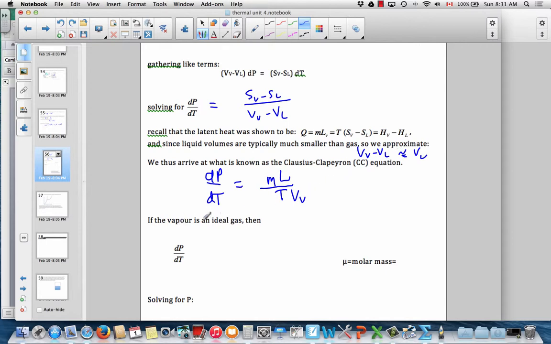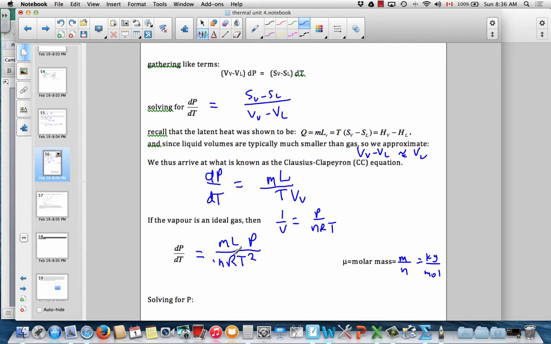Now, if the vapor is an ideal gas, then PV is nRT, or 1 over V is P over nRT. So we substitute that in. So then we get mLP over (nRT) squared. Now we're going to introduce the molar mass, which is just the ratio of the mass to the number of moles, right? It's the kilograms per mole. So that's mu.